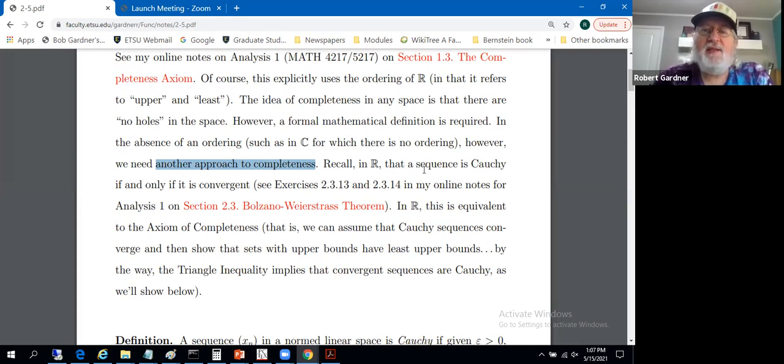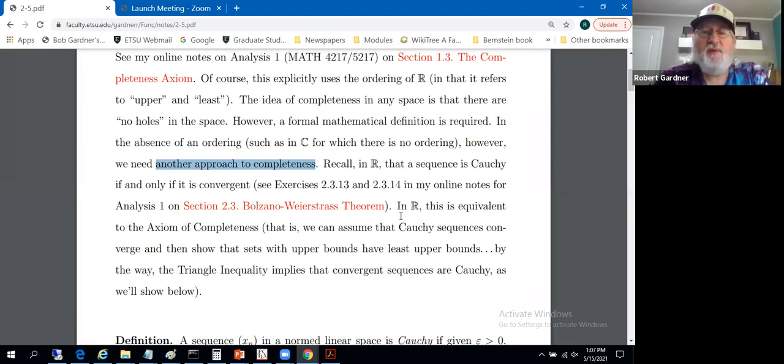But this idea that in the real numbers, convergent if and only if Cauchy, we're going to use that to get to an idea of completeness in our spaces. We're in normed linear spaces. If we got norms, we can talk about Cauchy sequences, and we can talk about convergent sequences. So that'll be the approach.